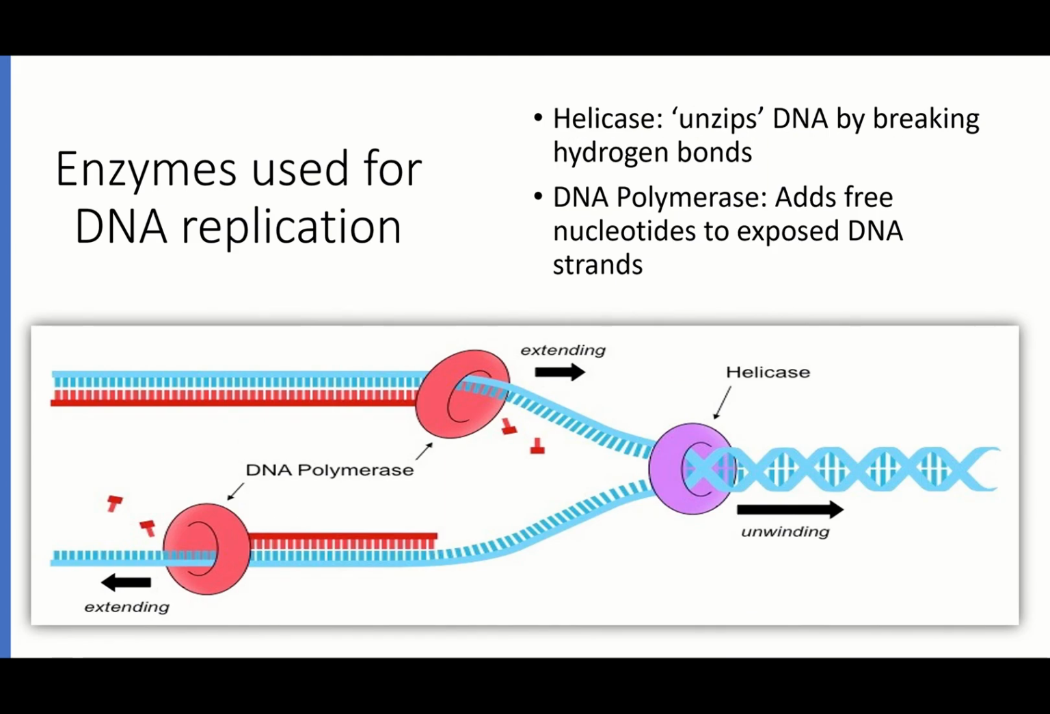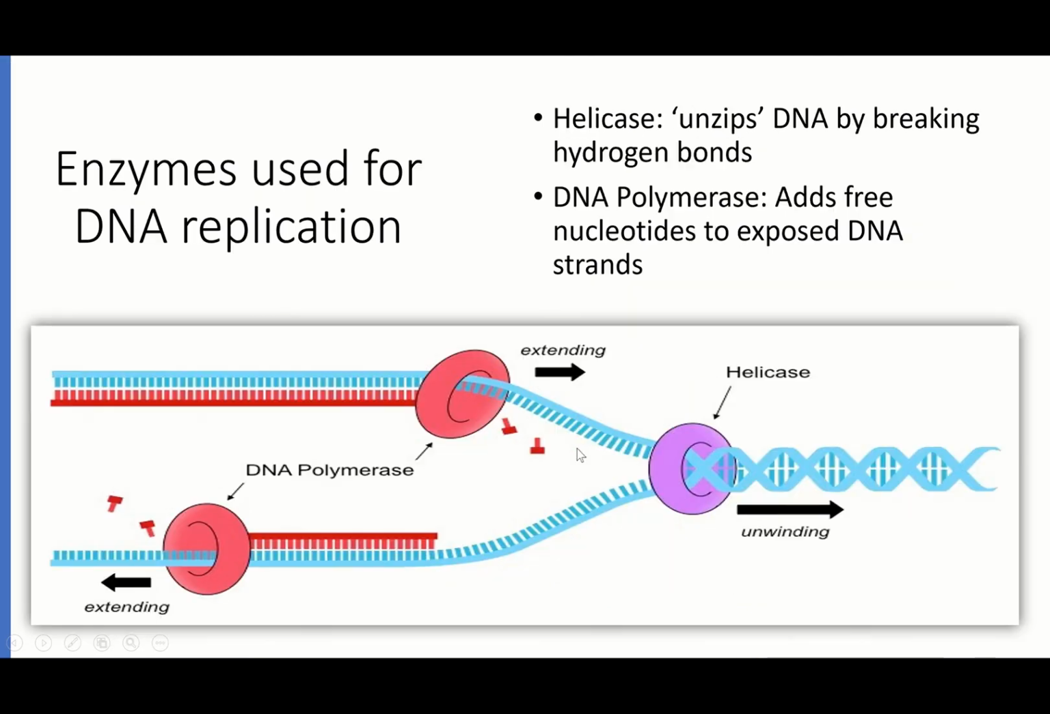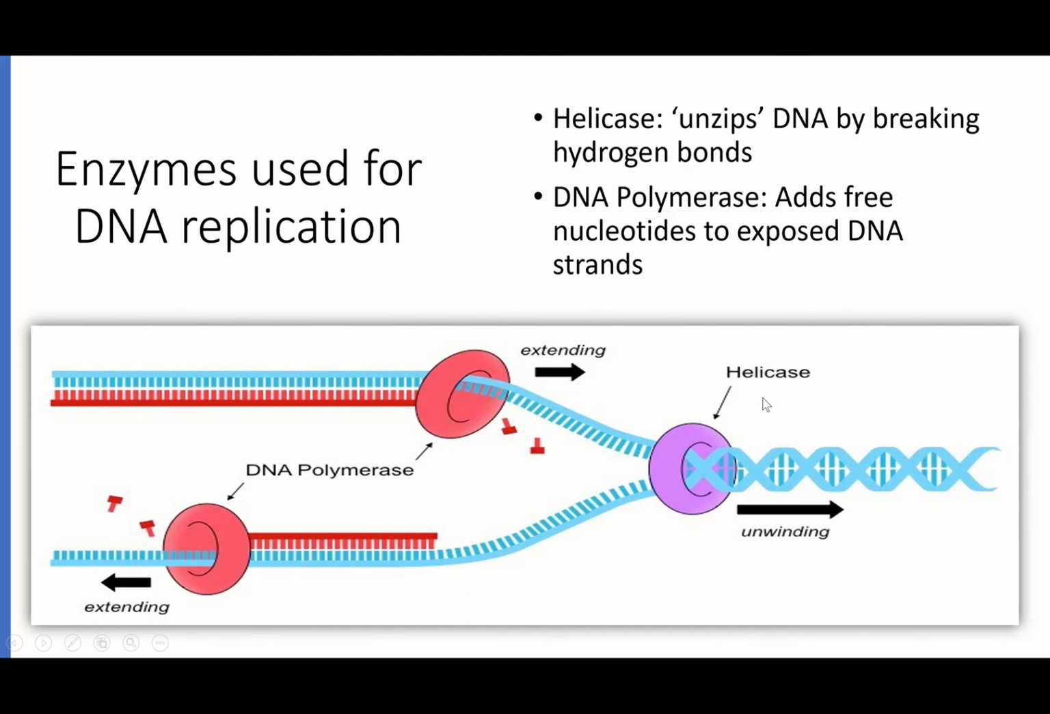And now onto my favorite part: the enzymes used for DNA replication, the helicase. The helicase is the zip that I was talking about. Helicase unzips DNA by breaking hydrogen bonds. So helicase does the job of this. And you have DNA polymerase, which adds free nucleotides to exposed DNA strands. Polymerase does the job of adding the red strand in.